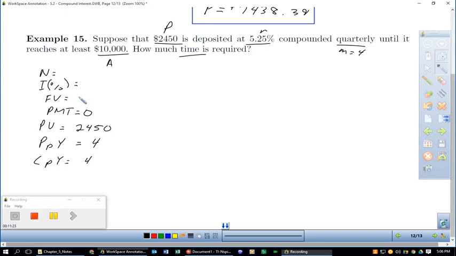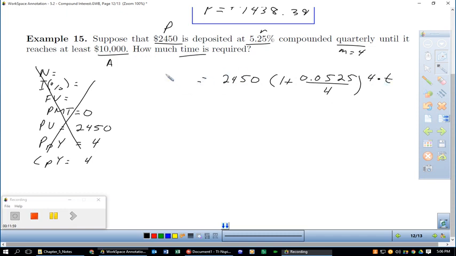Actually, scratch that. This doesn't work because we can't find n. We don't have enough information really. So sorry, nice try. Okay, so we're going to have to actually do what we did earlier. We have our equation, 2450 times 1 plus 0.0525 over 4 to the 4 times time. We want to know when that is $10,000.